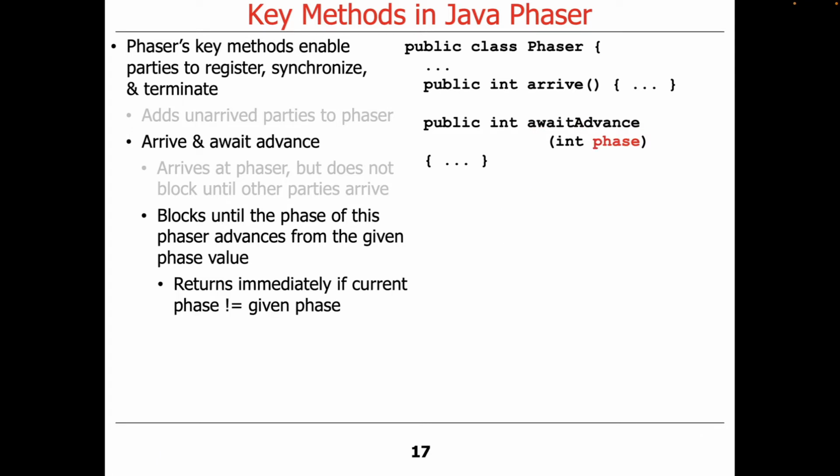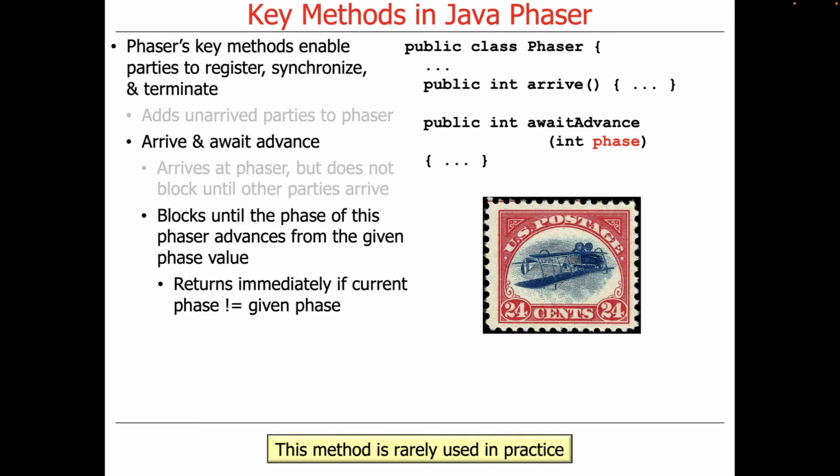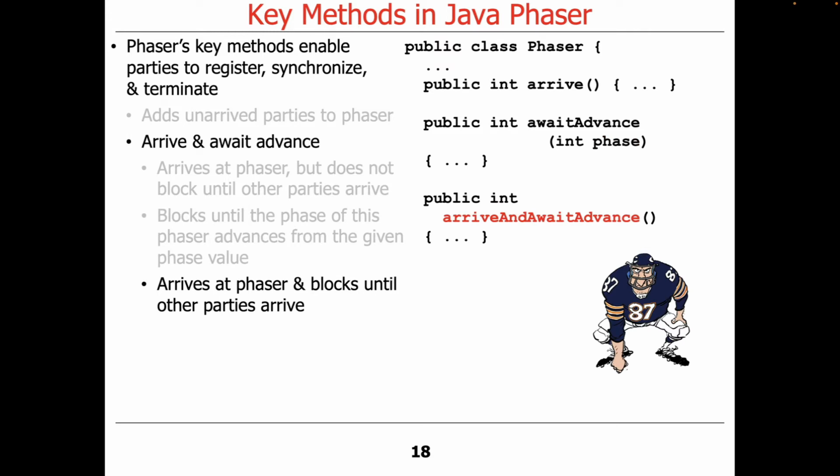It returns immediately if the current phase of the phaser doesn't match the phase that's passed in as the parameter. And you'll see how that works when we get to the example as well. This method is also rarely used in practice, although I will show you a way to use it in just a moment.